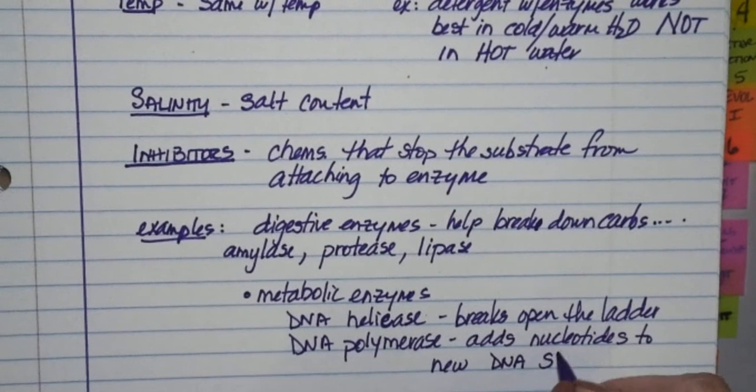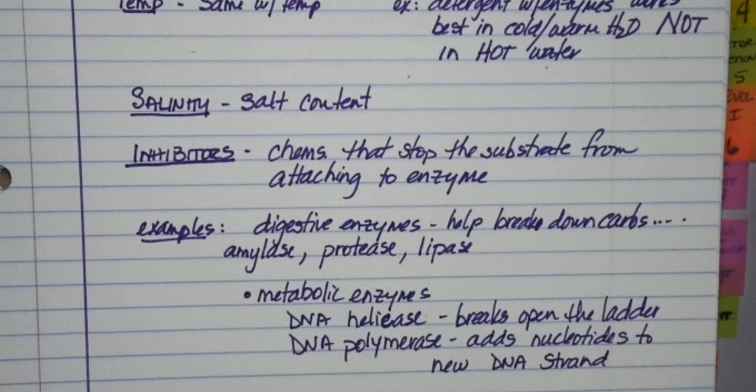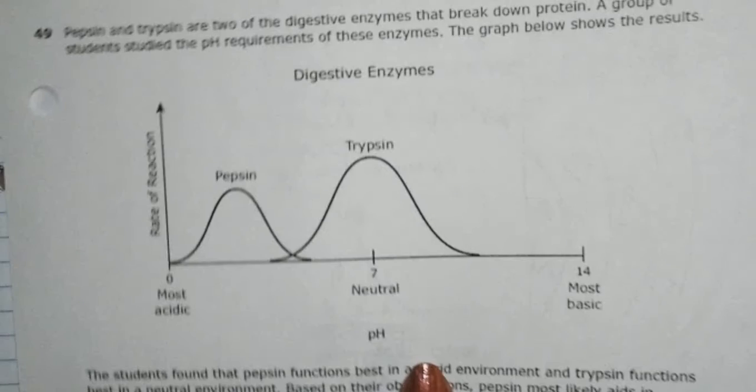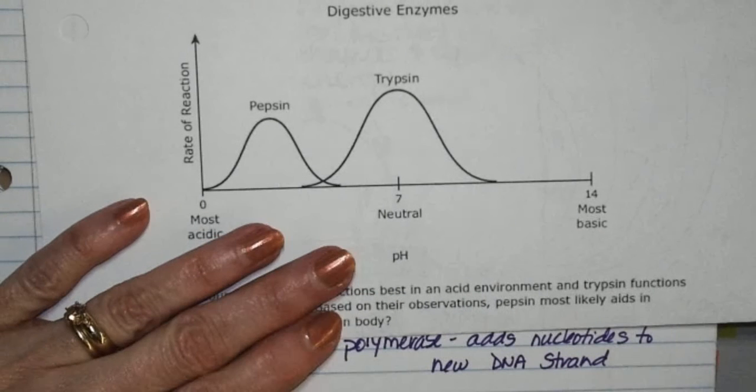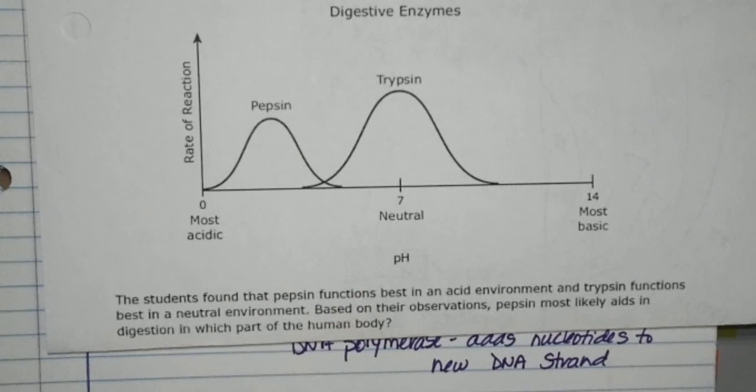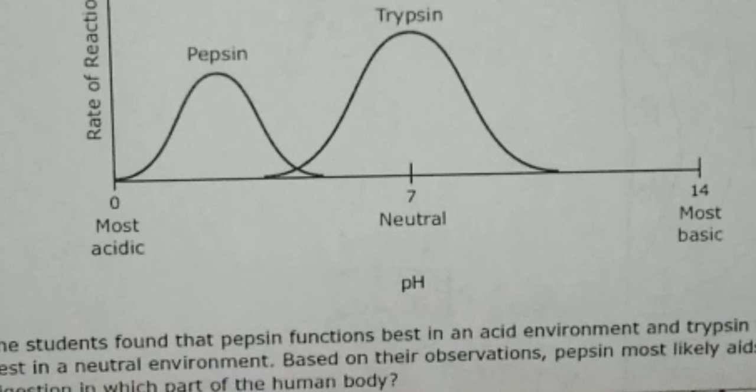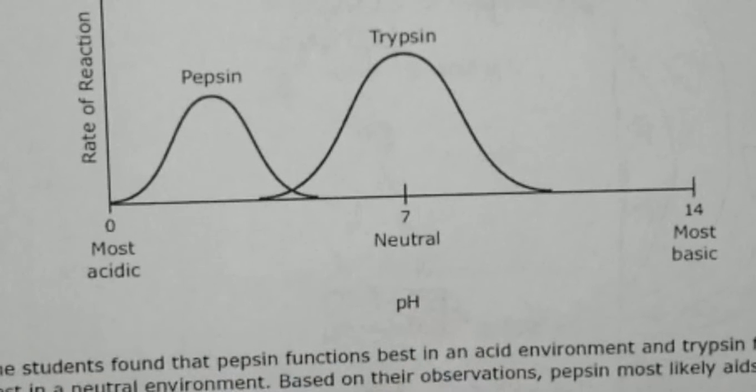Okay, once you've written that down, I have two questions I want to show you, and then you can pack it up. The first is this one. Ignore all the writing. Can you tell what this graph is about? pH. Because the neutral is 7, so pH. It's got neutral, most acidic, most basic.